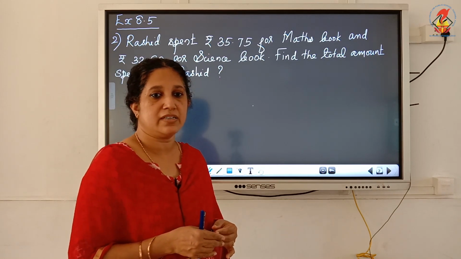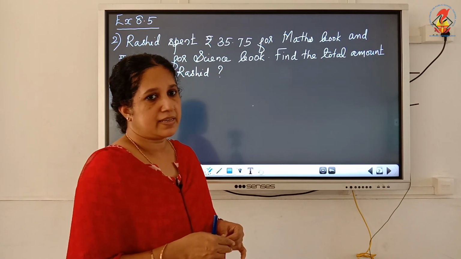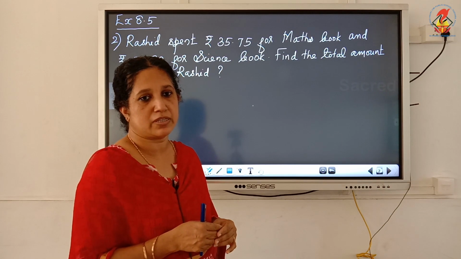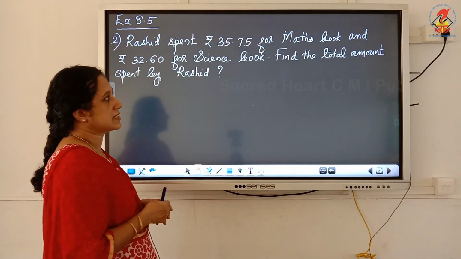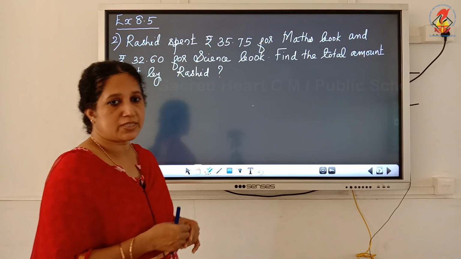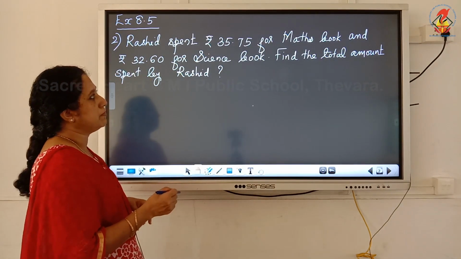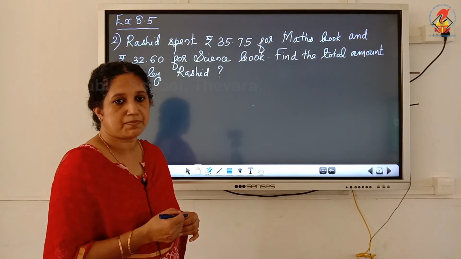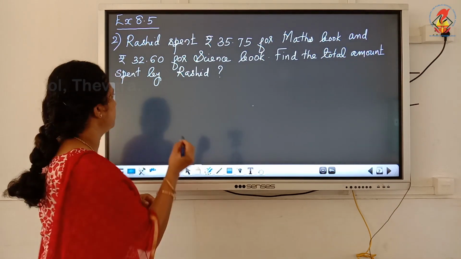So we already learned how to add two decimal numbers. Here we have to add the two decimal numbers and we have to find out the total amount spent. Now how we can write down the steps? What is the first step? Rashid spent rupees 35.75 for maths book. So how we can write the first step? Money spent for maths book.